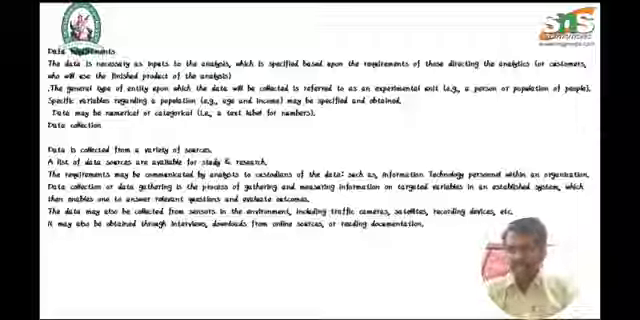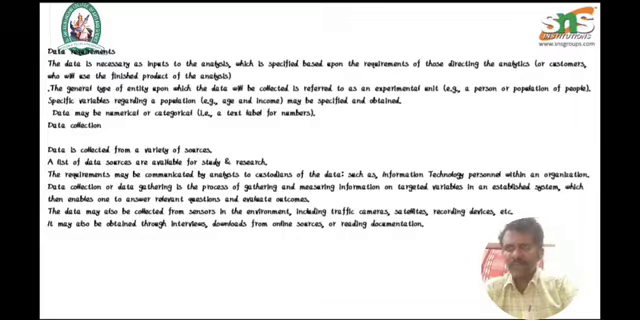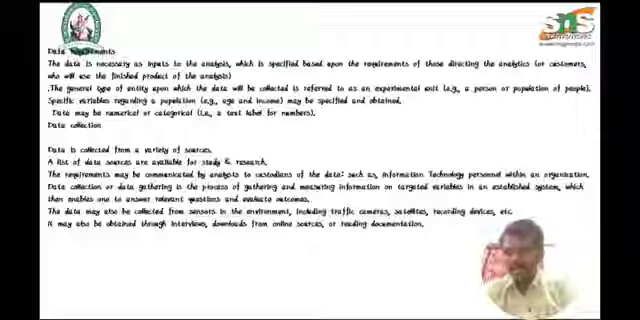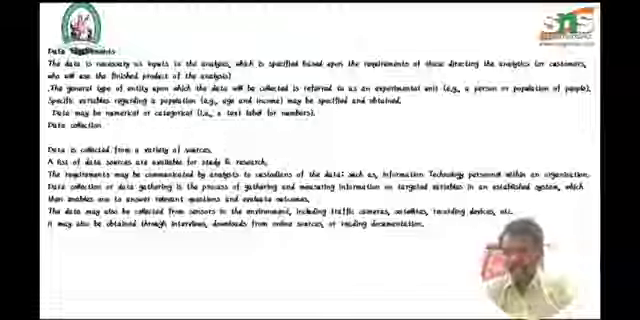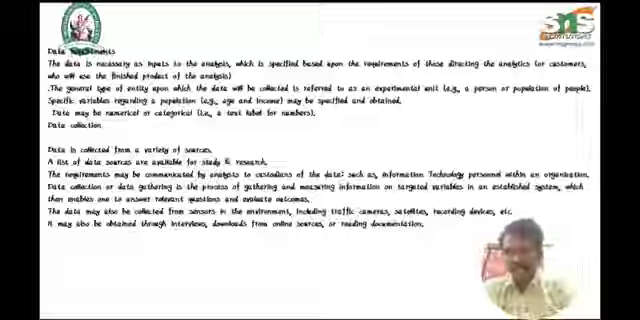Next, the general type of entity upon which the data will be collected is referred to as an experimental unit. The information being collected about an entity is called experimental data. For example, persons or populations of persons are called an experimental unit. If you want to know about particular characteristics of a person or a particular population of persons, that is called an experimental unit, right?